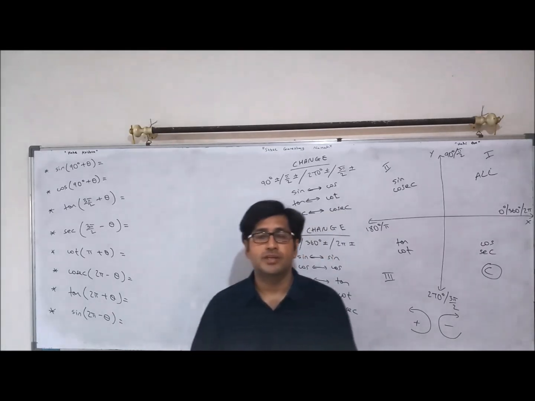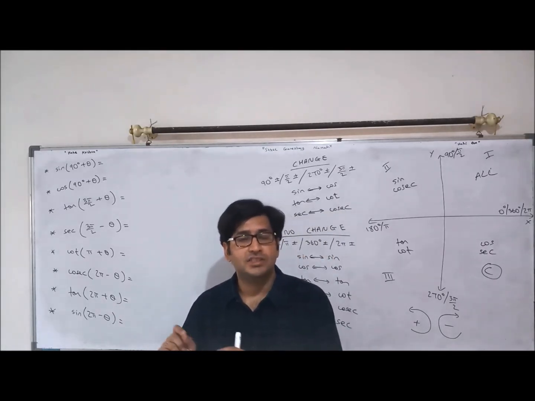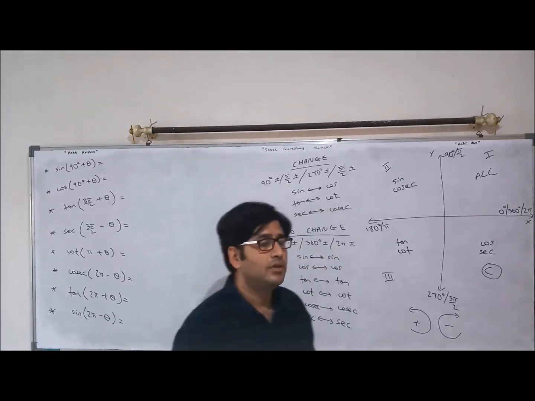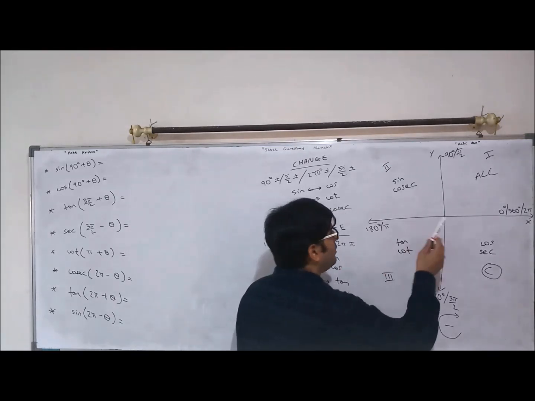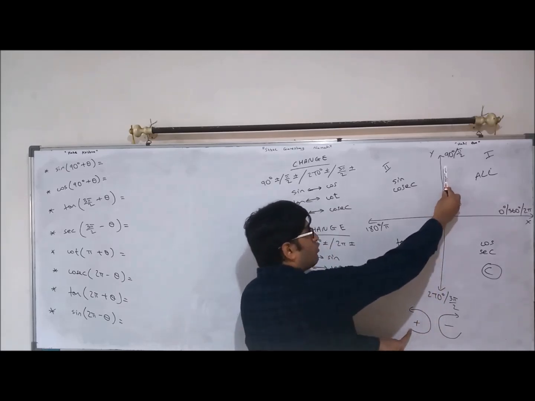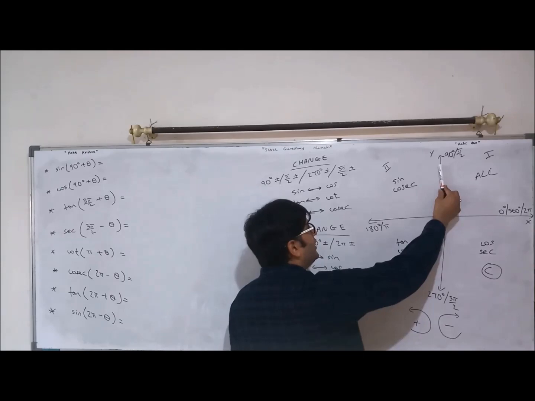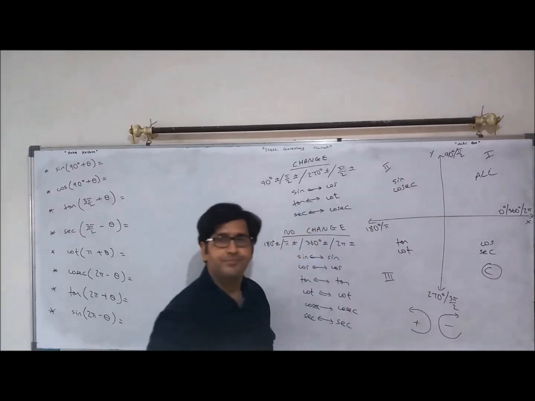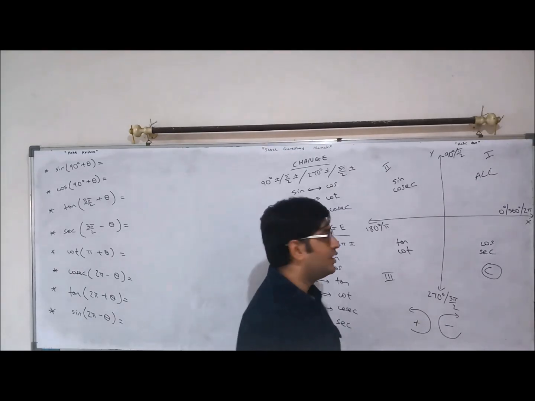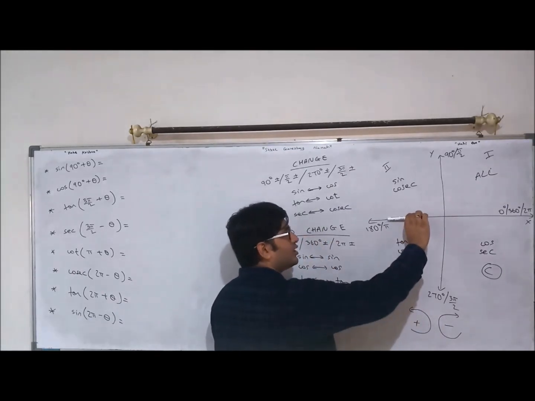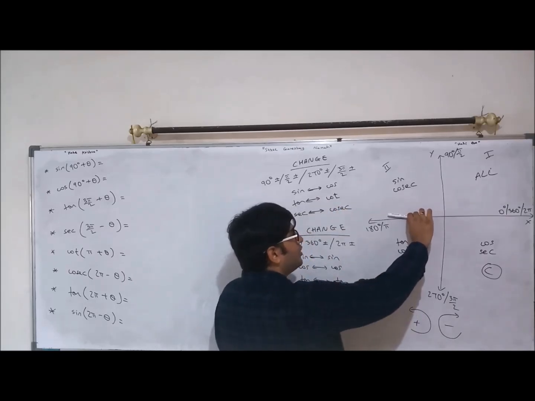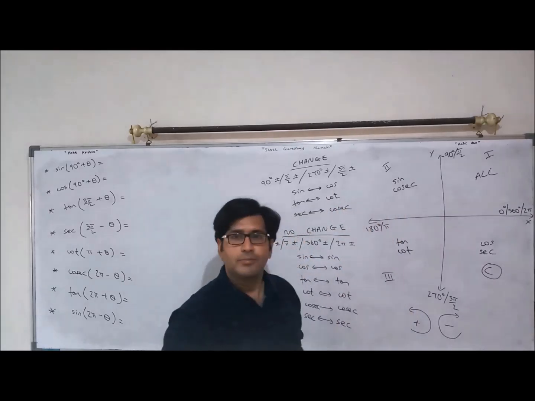Suppose I ask you 90 plus theta, so you have to tell me which quadrant you are going to enter. Once again I repeat, 90 plus theta, 90 means you are here, plus means you have to move anti-clockwise, so you are going to enter the second quadrant. Okay? What if I ask you 180 minus theta? 180 means where are you? Here. Minus means you have to move clockwise. Okay, so you are going to enter the second quadrant. Is it making sense?